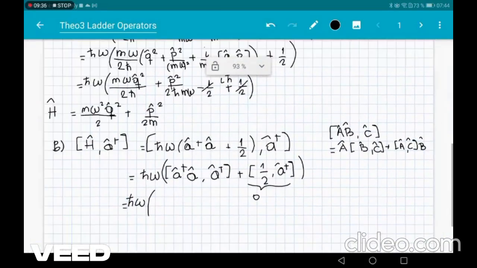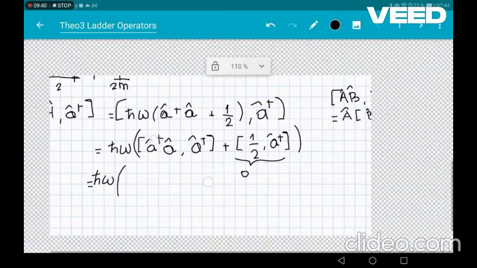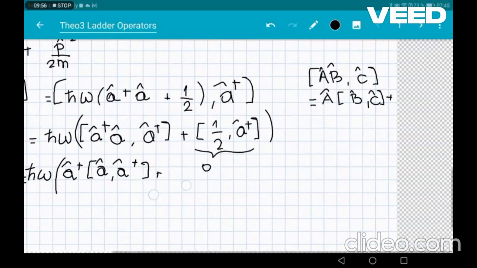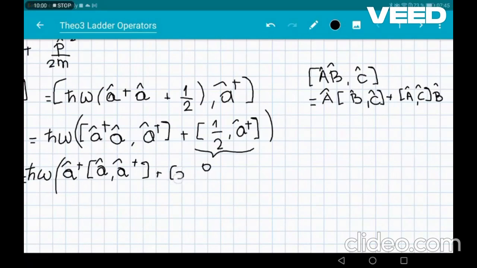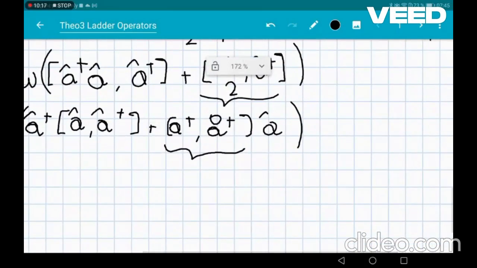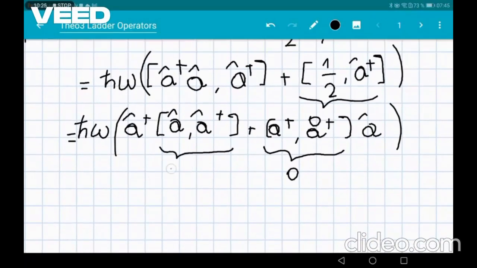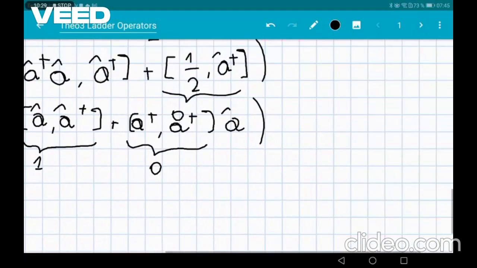If we use this formula in this expression for the brackets, we're going to get a dagger times the commutator of a with a dagger, plus the commutator of a dagger with a dagger times a. We know that an operator commutes with itself, so that's just going to give us 0 as well. And we know that the commutator of a with a dagger is just 1, so basically the whole expression is h bar omega a dagger.